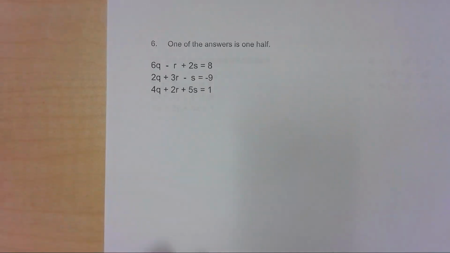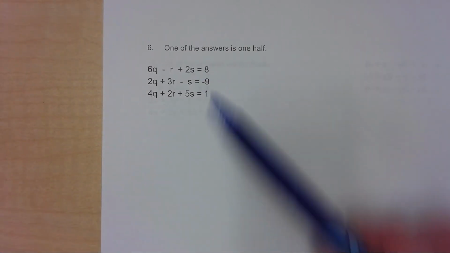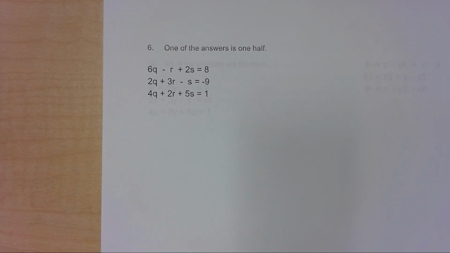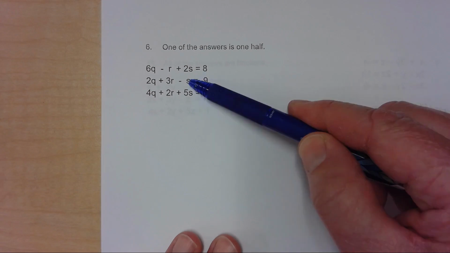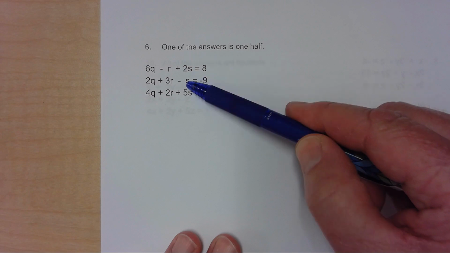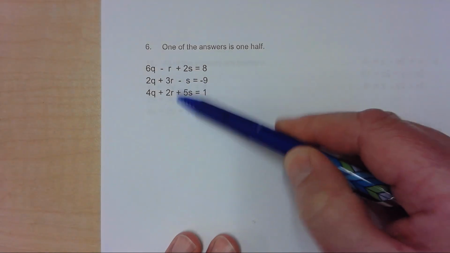This one here, one of the answers is a half, so don't freak out if one of the answers is a half. This one here, you've got to figure out which variable you want to get rid of. I would get rid of S first because S is kind of yucky to work with. Combine those by multiplying that by 2, so it'd be negative 2 and positive 2. And then you could do negative 5 and positive 5 to get rid of that. That's what I would do on that one.